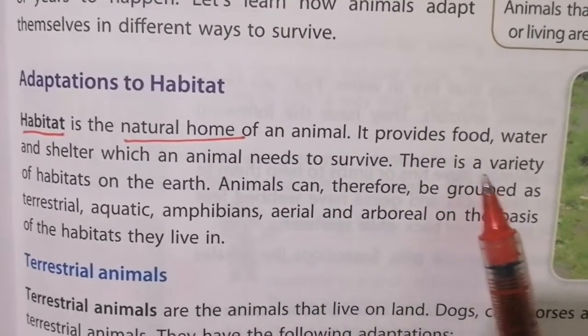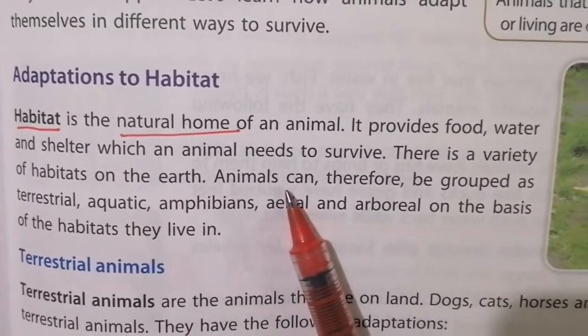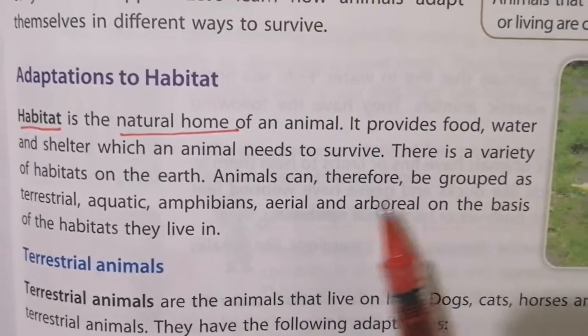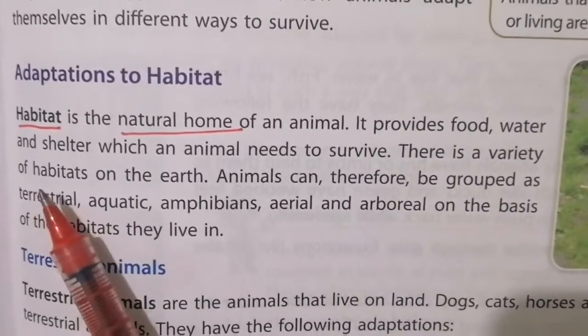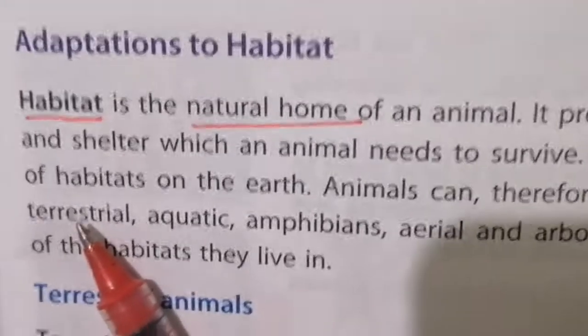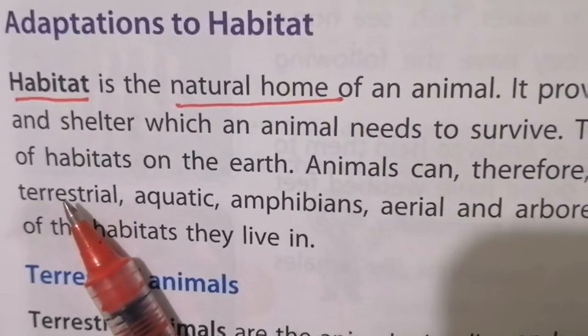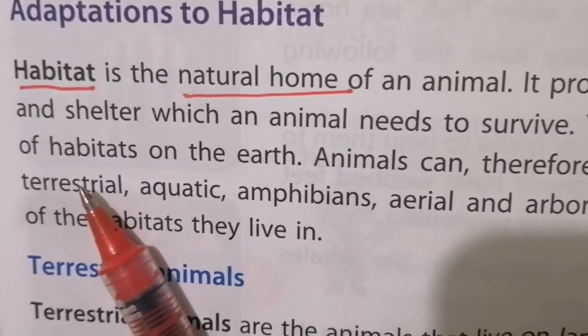There is a variety of habitats on the earth. So animals can be grouped into five different groups. The first one is called terrestrial. We learned it in plants also. Terrestrial means those which live on land.